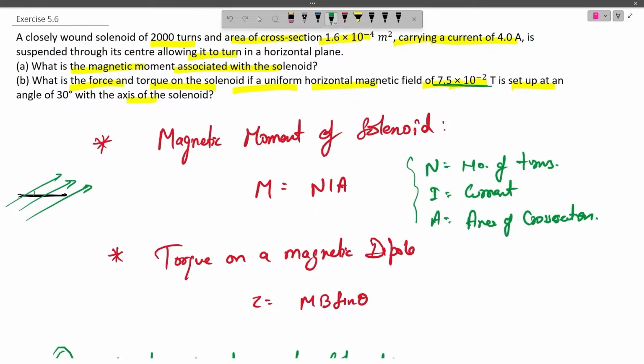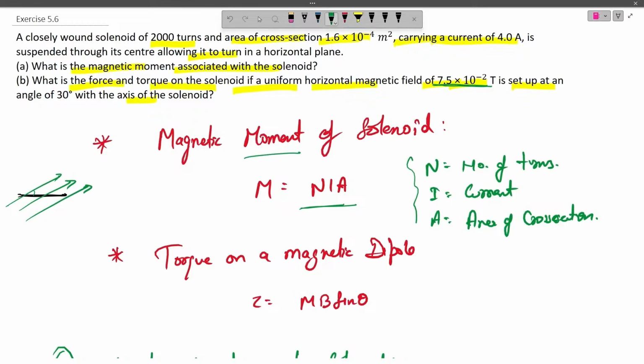Magnetic moment will not be influenced by the magnetic field. Magnetic moment is defined as m equals NIA, where N is the number of turns of the solenoid, I is the current flowing through it, and A is the area of cross section of the solenoid. We have been given all three values, so we can find the magnetic moment.